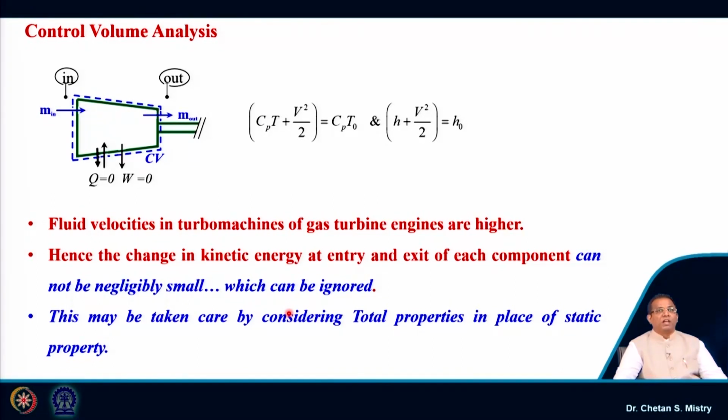Now, let us try to analyze this in a different way. If we consider the gas turbine engine, it comprises turbo machinery, the compressor and turbine, which are the turbo machinery components where the fluid velocity is very high. Hence the change of kinetic energy from the entry to the exit of each component cannot be neglected, it is not a small magnitude, and that is the reason why we consider all our properties for the calculation as total properties.